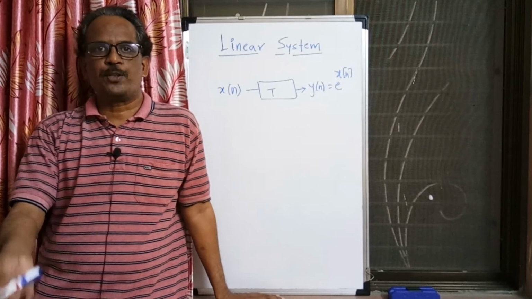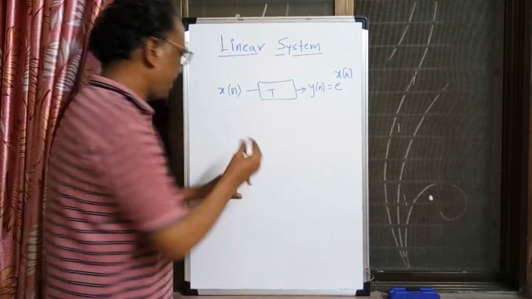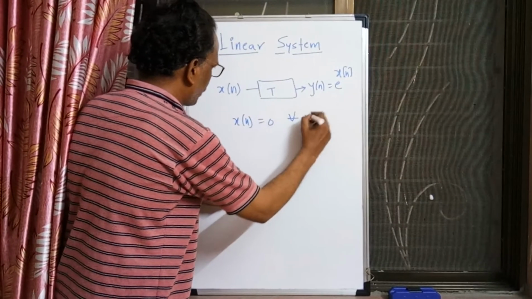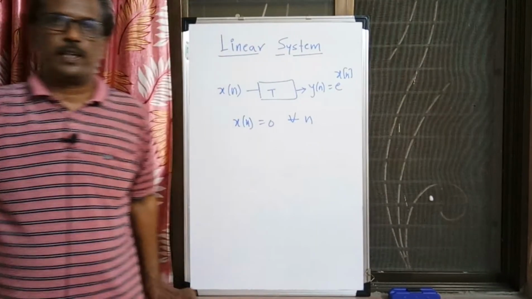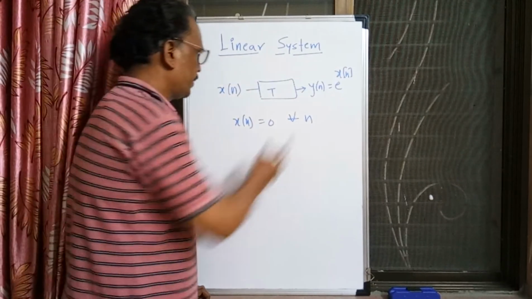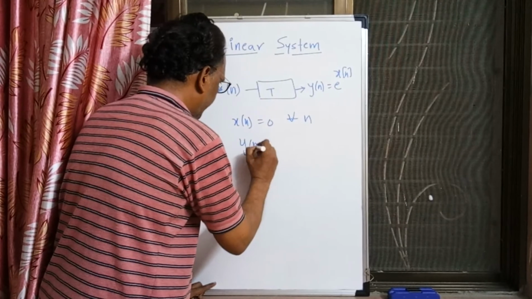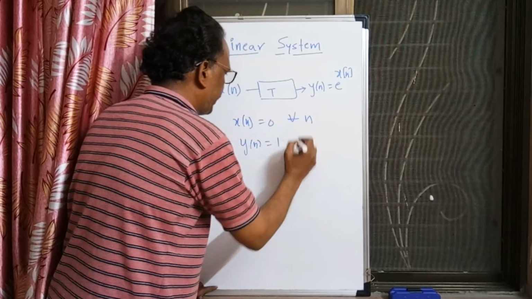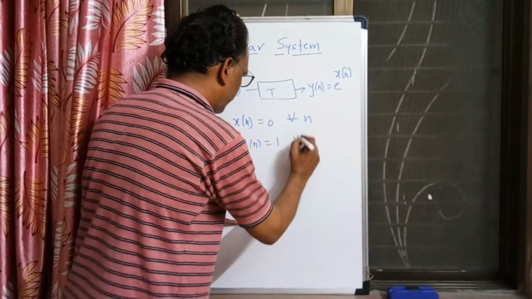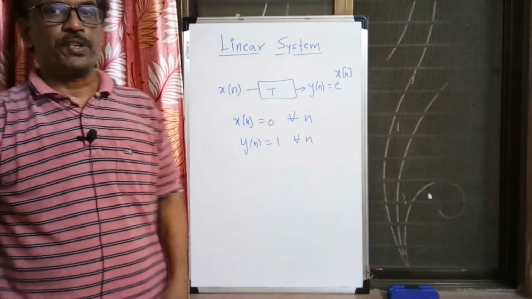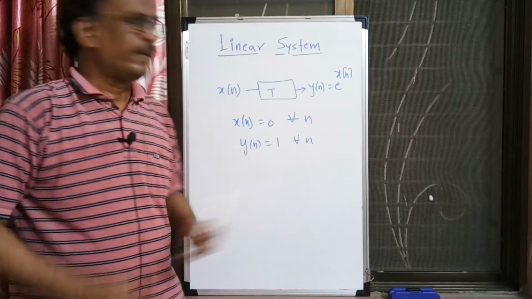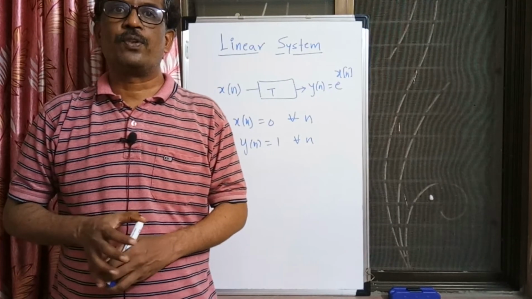Or you can check for 0 input, x[n] equal to 0. What I said is that x[n] equal to 0 for all n, the signal should be 0 through and through, that is from minus infinity to plus infinity. Here y[n] is 1. So x[n] is 0 for all n, but y[n] is 1 for all n. This itself tells you that the system is not linear.